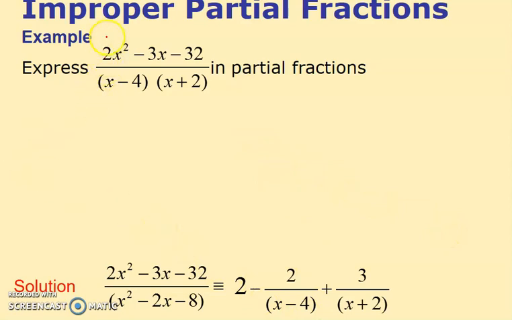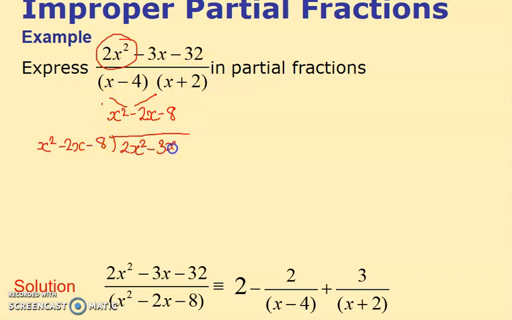So if you get one where the highest power on the top is the same or more than the highest power on the bottom, then you've got an improper fraction. And you can see that because if I multiply this out, I'll get x squared minus 2x minus 8. And partial fractions only works if your highest power is on the bottom. So I have to do a job first, and that's long division. X squared minus 2x minus 8 has to be divided, and it does say divide here, so that's fair enough, divided into 2x squared minus 3x minus 32.